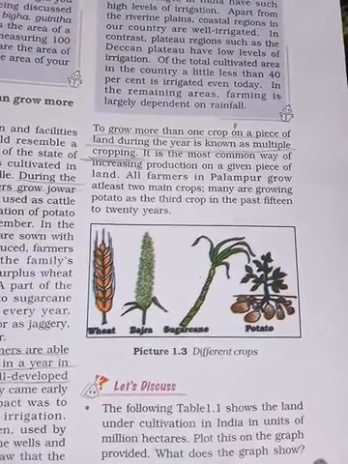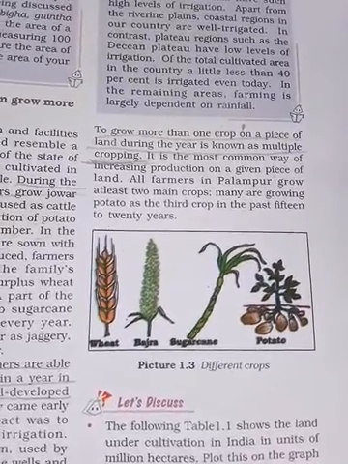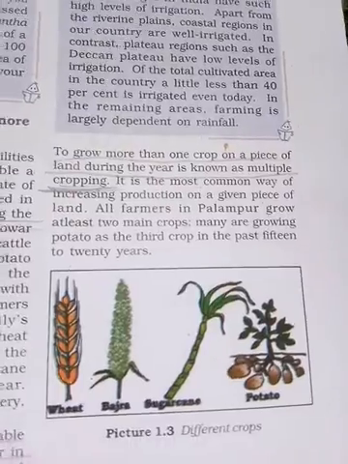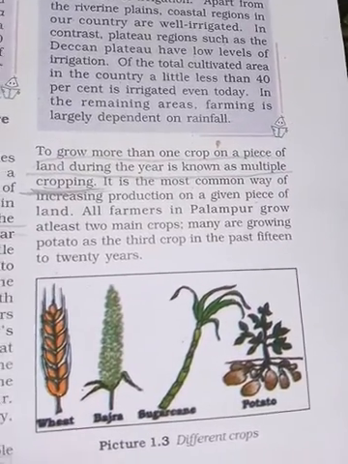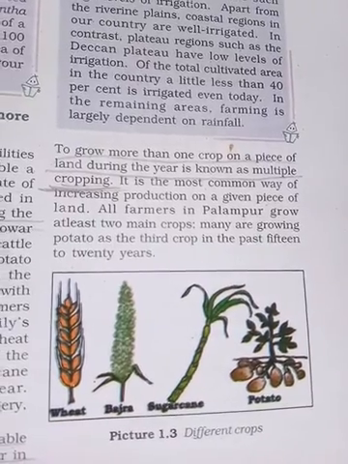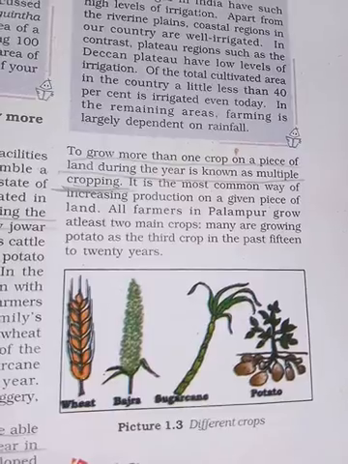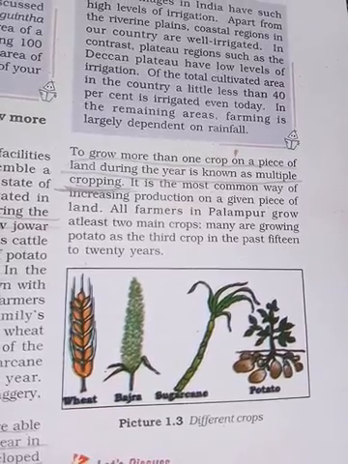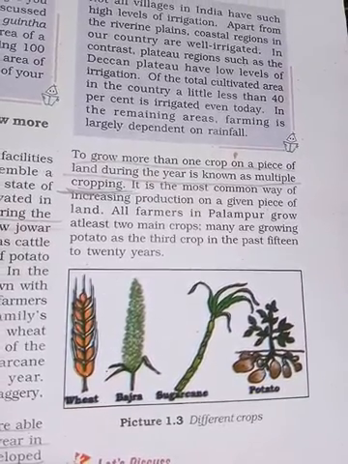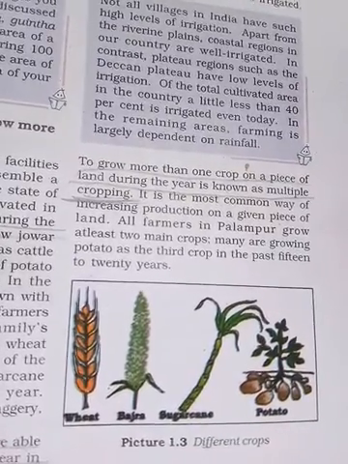It is the most common way to increase production on a given piece of land. That means this is the only way to produce more. All the farmers in Palampur grow at least two crops. Many are growing potatoes as the third crop in the past 15 to 20 years.